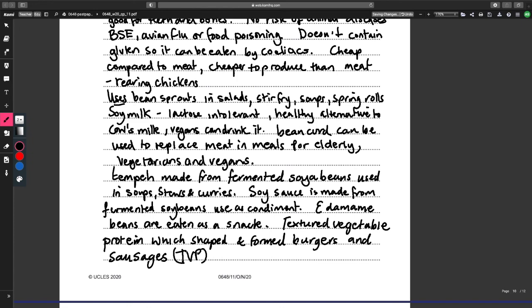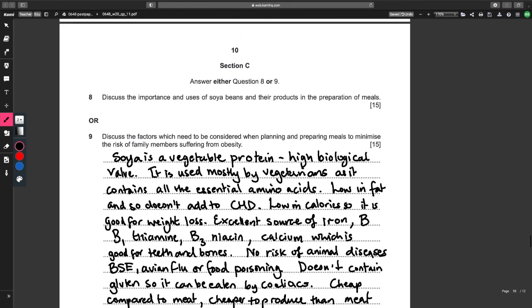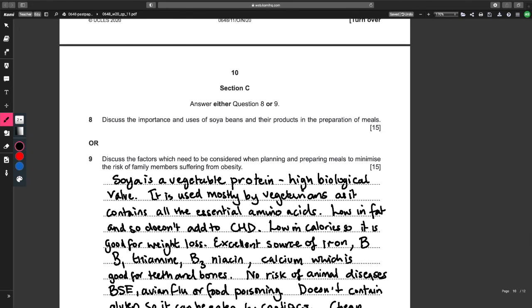Okay, so for that, I would expect full marks. So remember here, for 15 marks, we're looking at 15 points made. So make sure that you've got 15 and that you've got some justification in there as well, some kind of reasoning.